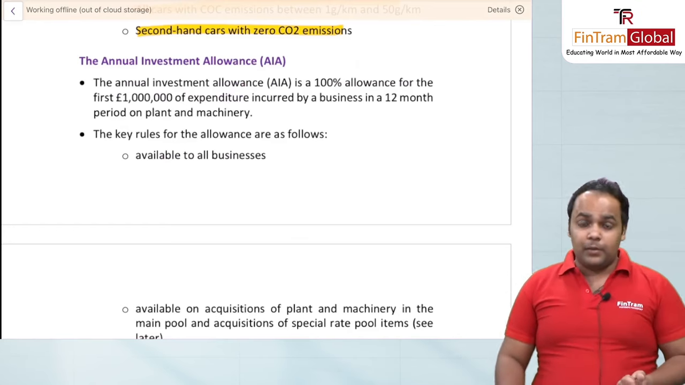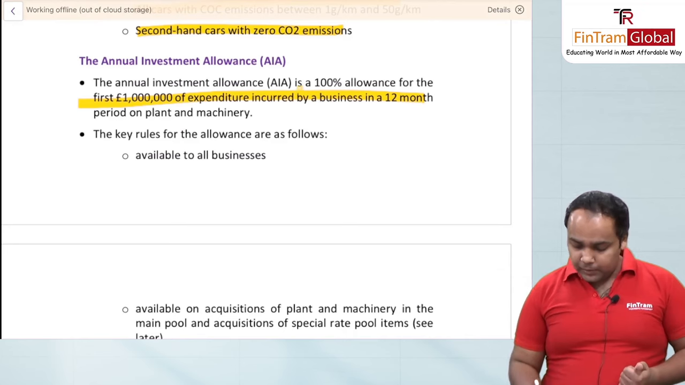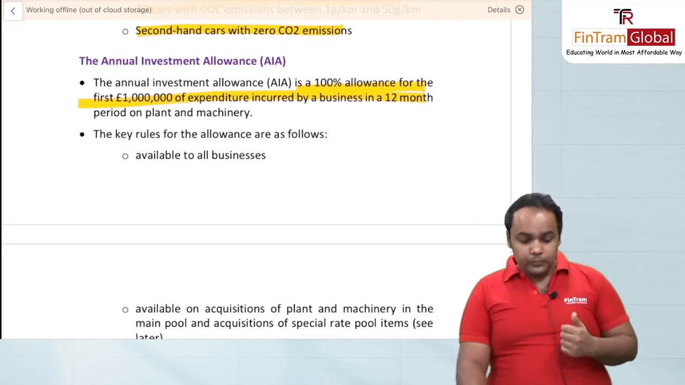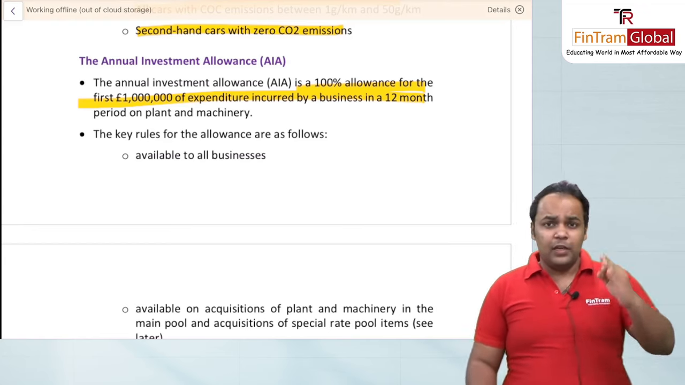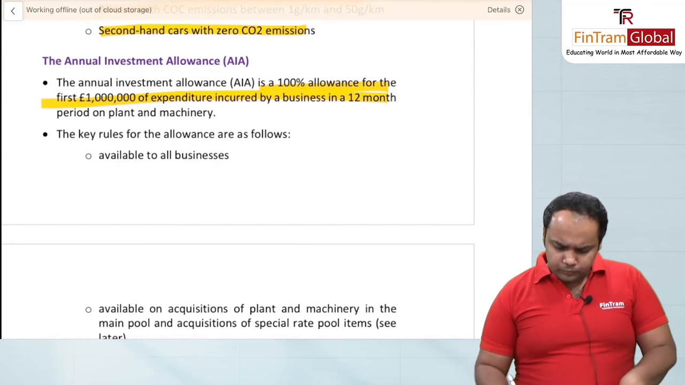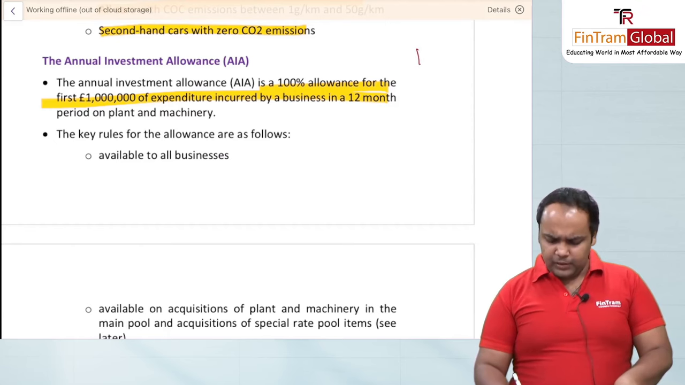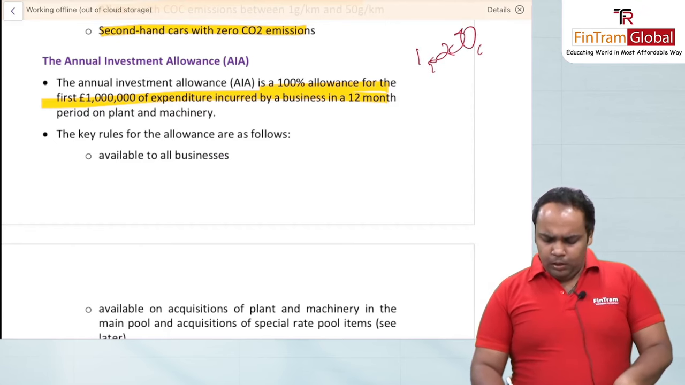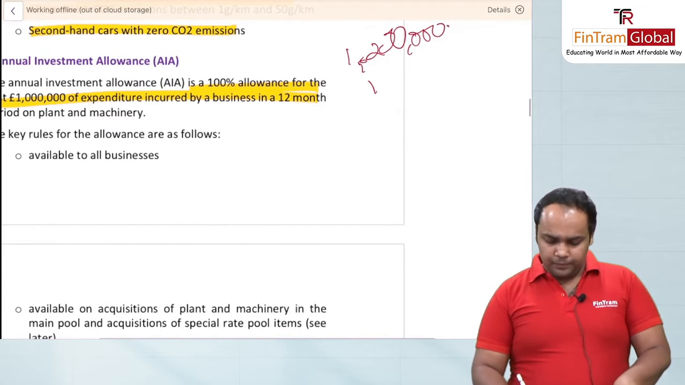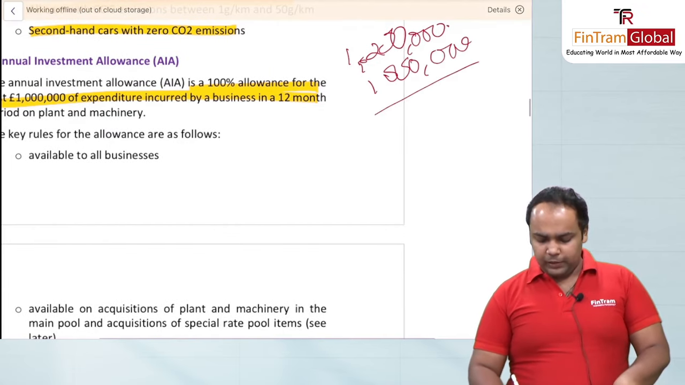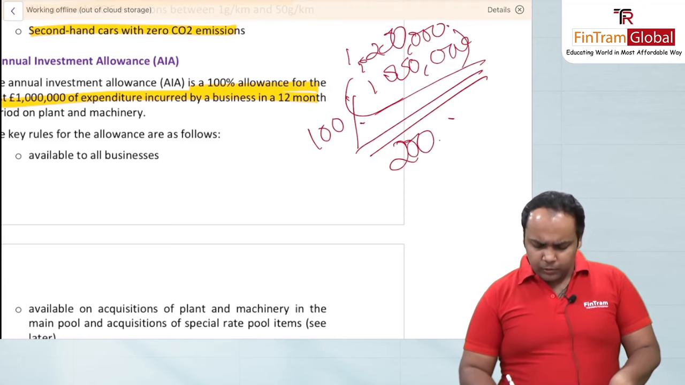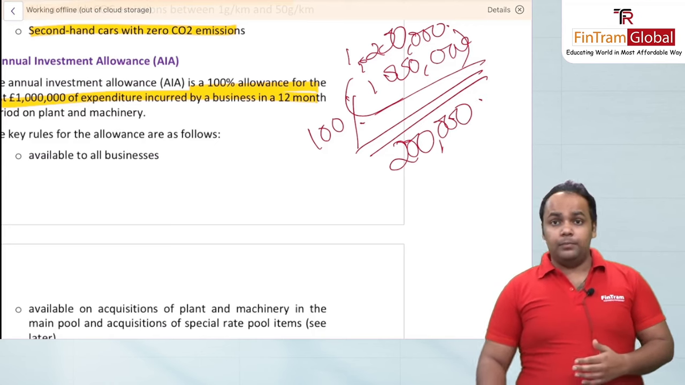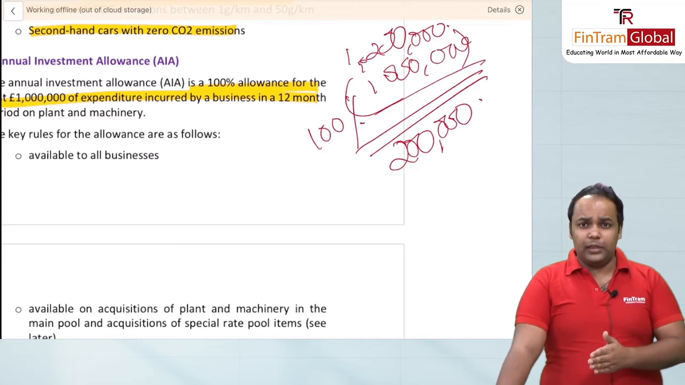Remember, there's an annual investment allowance of £1 million available, where a 100% allowance is given for the first £1 million of expenditure on capital assets. So if a company, say, if an individual spends, say, £1.2 million on capital assets, £1 million of this will be given as a 100% allowance. So this will be allowed entirely. Only the remaining £200,000 will be transferred to main pool or special rate pool, depending on the kind of asset purchased.